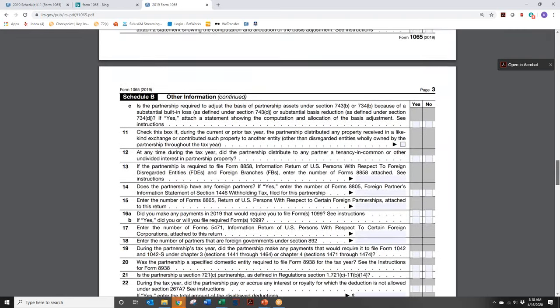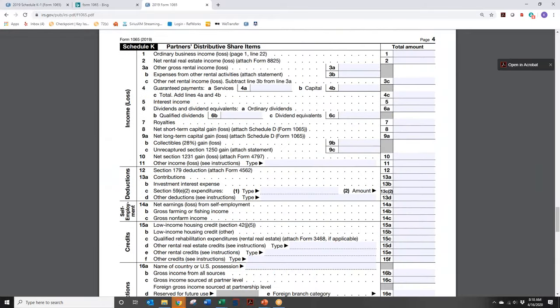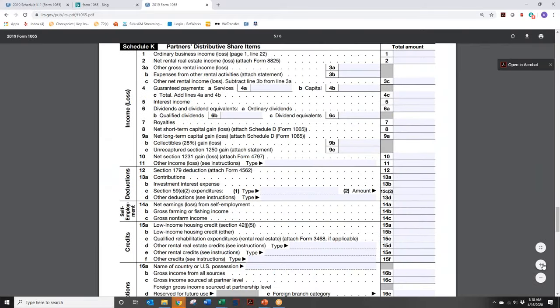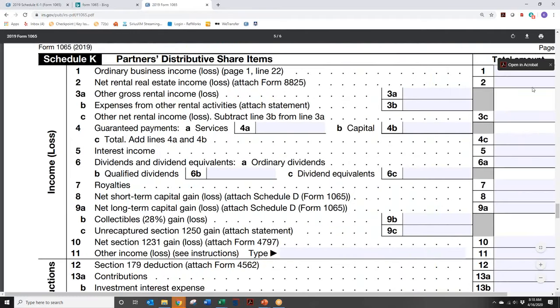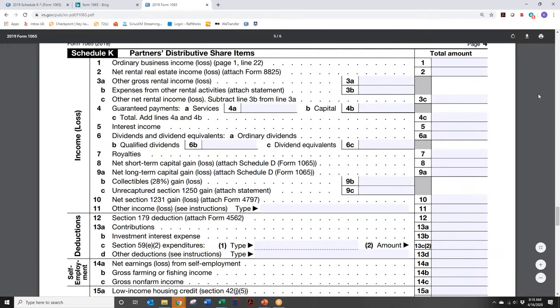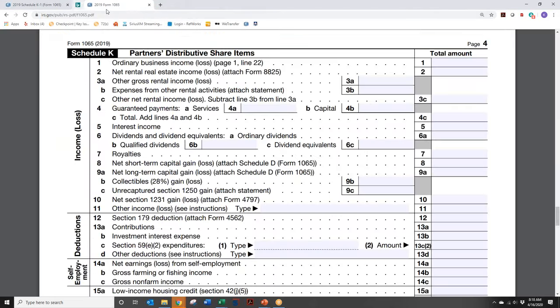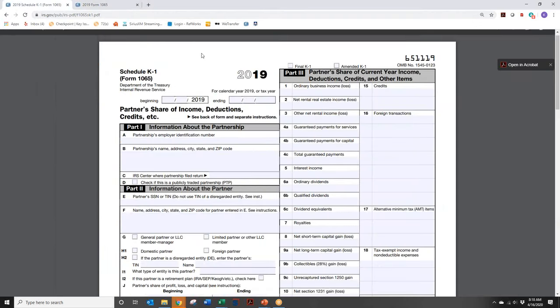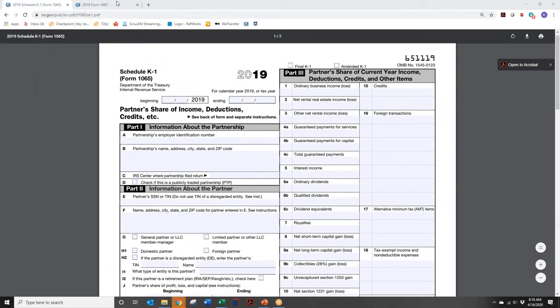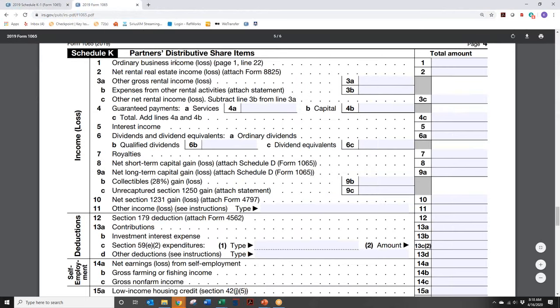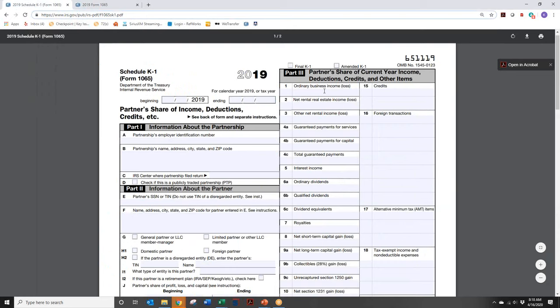We're going to get to this form called Schedule K. Now, Schedule K, as you can see, and I'm going to blow this up a lot and get rid of that stinking Adobe thing. We're not going to use Adobe on this one. You'll see that they have here ordinary business income loss, line one. And then you go over here and you see line one, ordinary business income loss.